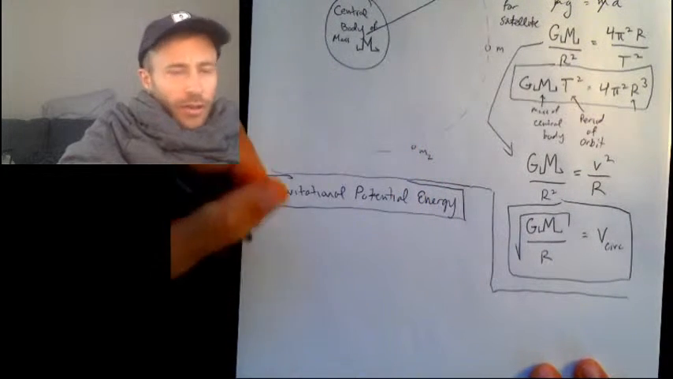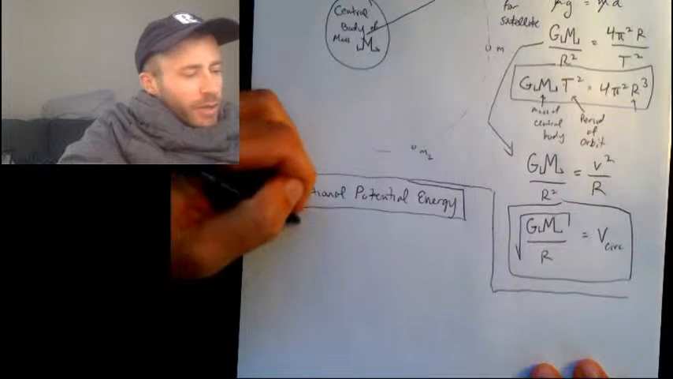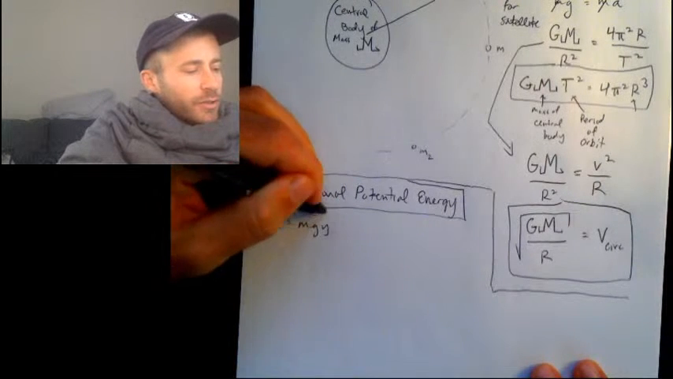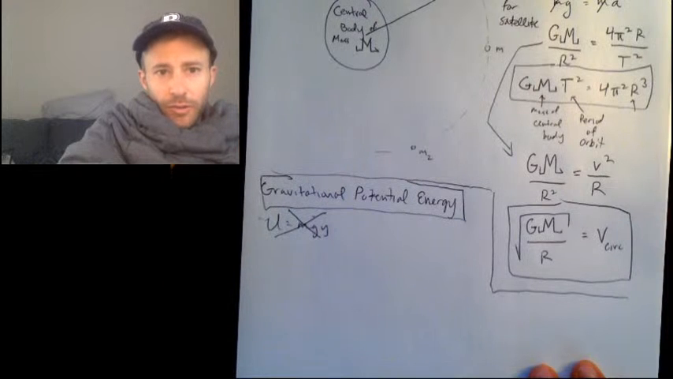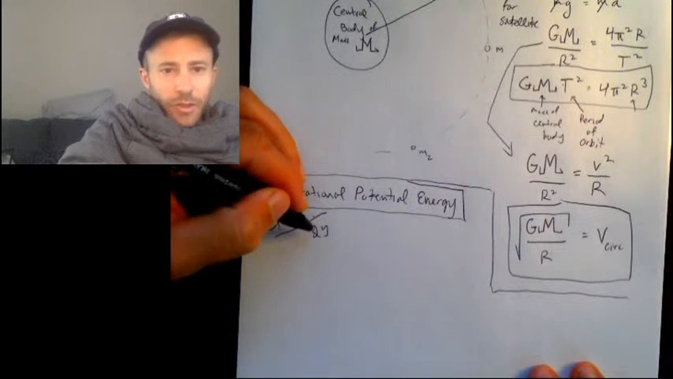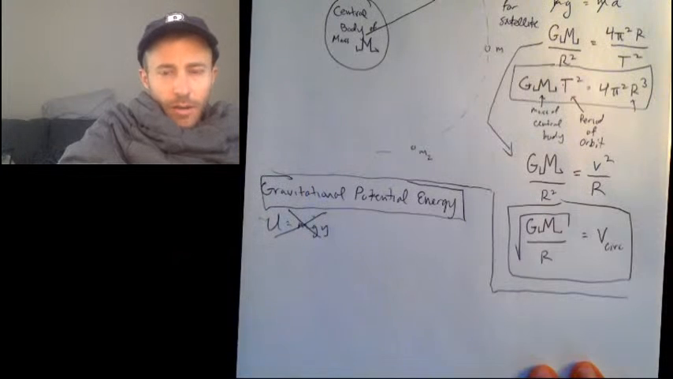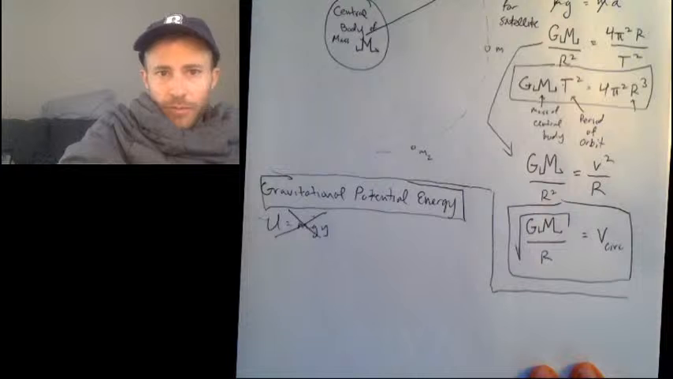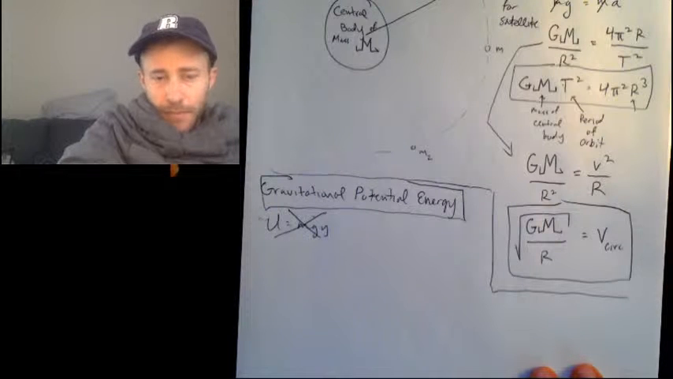So we learned the equation U equals mgy. This equation is wrong unless you're close to the surface of the Earth. Why is that? It's because this equation is assuming gravity is constant. But we know that the gravitational field is not constant. It gets weaker the farther away from the central body you get.